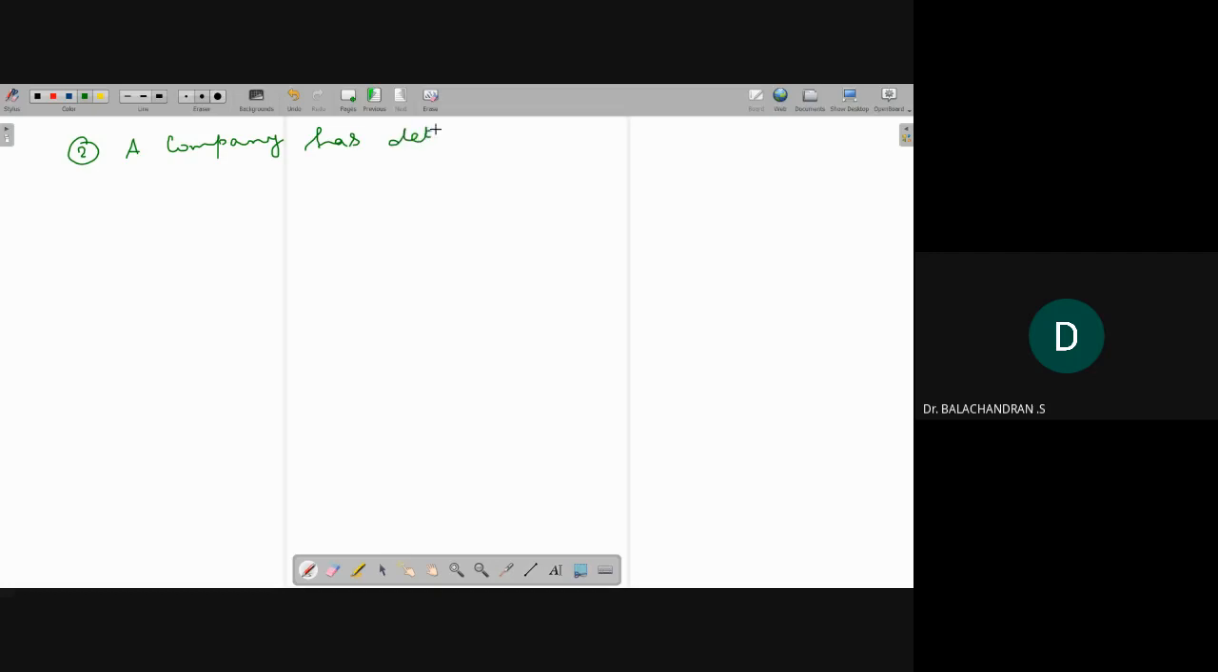A company has determined that its production level is given by the Cobb-Douglas function.